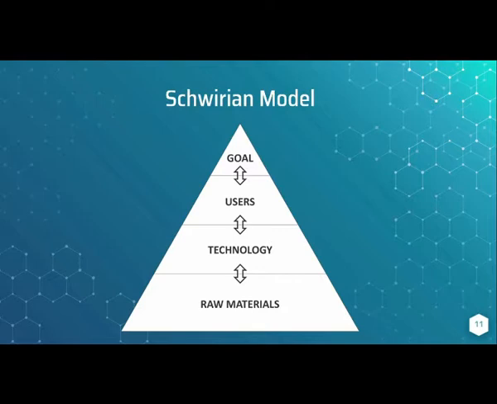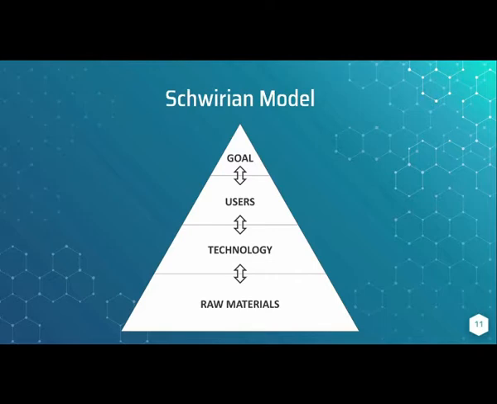In this model, there are four primary elements arranged in a pyramid with a triangular base. The four elements are the raw material, or the nursing-related information; the technology, or a computing system comprised of hardware and software; the user, surrounded by context, such as nurses and students; and the goal or objective toward which the preceding elements are directed.